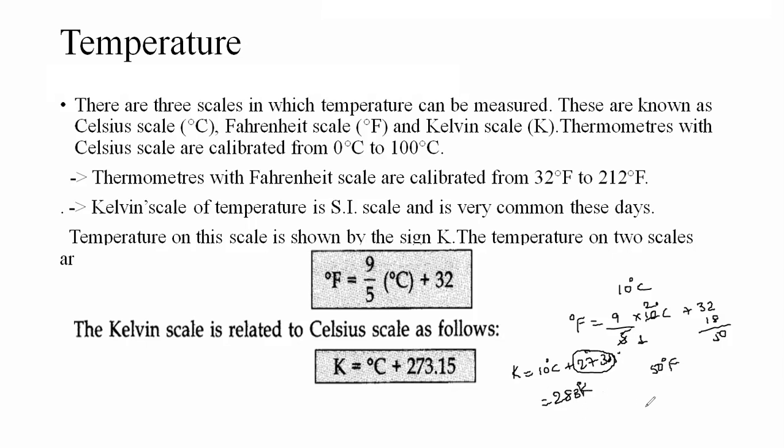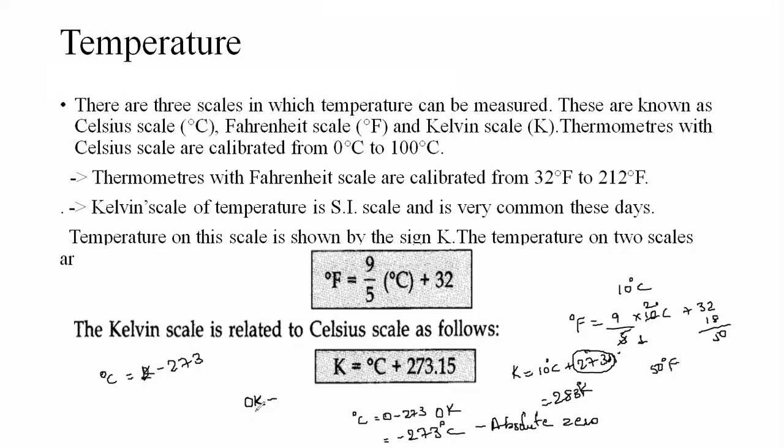If I have Kelvin and I want to convert it to Celsius, say I have 0 Kelvin, I will go the other way around. The formula for degrees Celsius is Kelvin minus 273. So 0 minus 273 gives minus 273 degrees Celsius. This is called absolute zero, the lowest temperature limit, 0 Kelvin. So the Kelvin scale starts from 0.